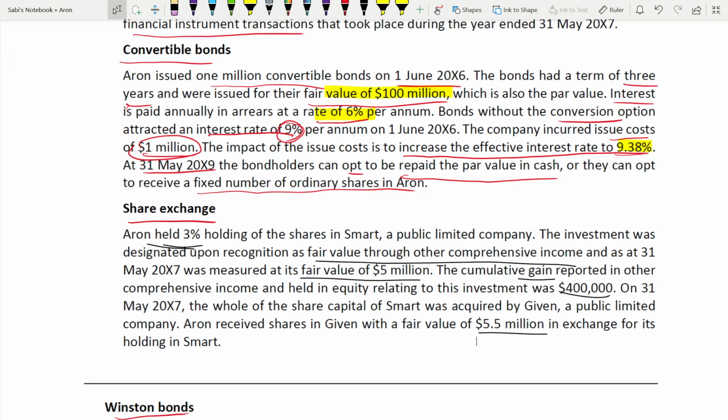Now Aron wants the shares in Given. To get those shares, they have to give up their holding in Smart, that 3% holding. This is the whole scenario. Okay, if you can understand.